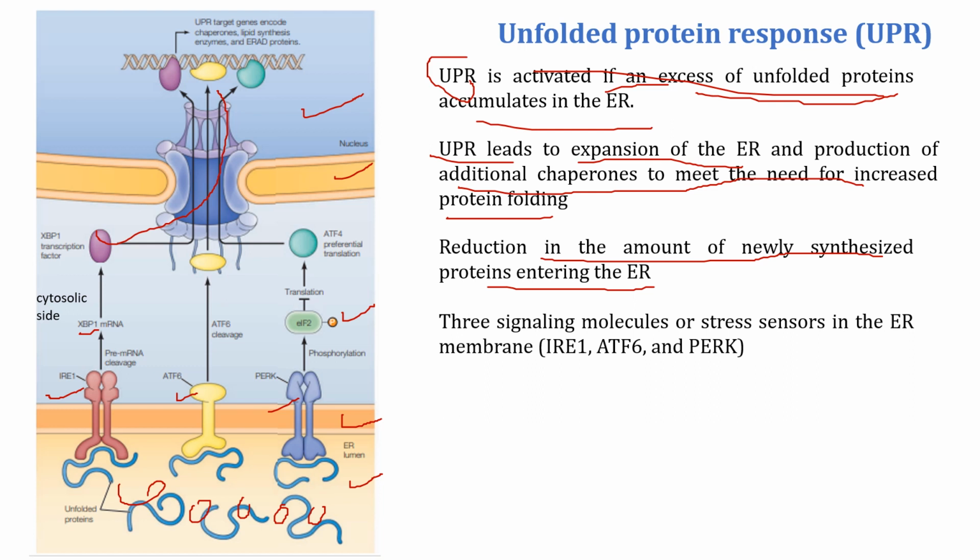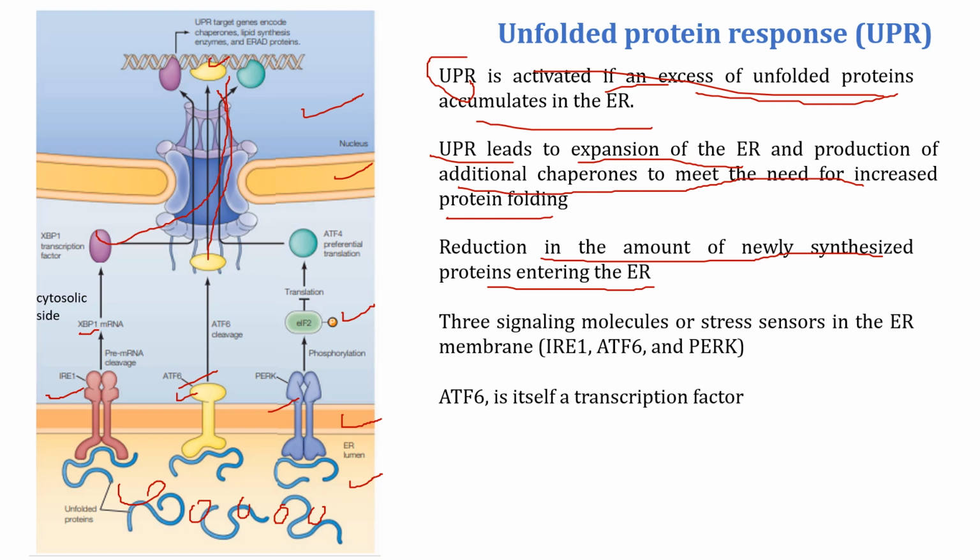Now the second receptor, ATF6. ATF6 itself is a transcription factor. ATF6 is cleaved to release the active ATF6 transcription factor. This is also translocated to the nucleus and binds to the UPR target genes.